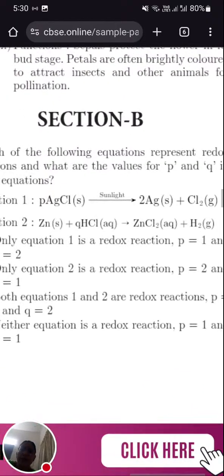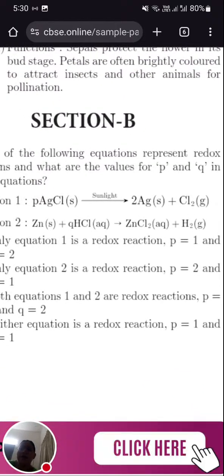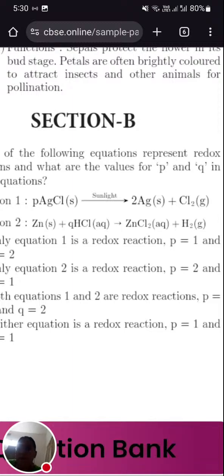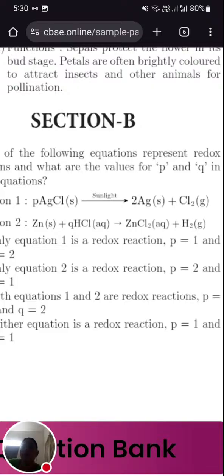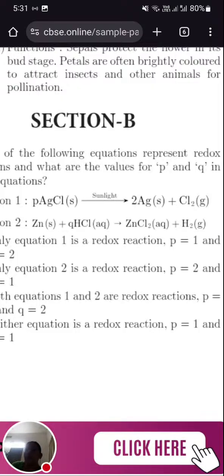Here AgCl is in combined form. Simply you can remember: when the compound is in combined form and it is getting split into simple molecular form, there it is getting oxidized. Here from AgCl, Ag is getting oxidized to Ag and chlorine is getting reduced to Cl2. And the same way Zn to Cl2, there is a formation of compound.